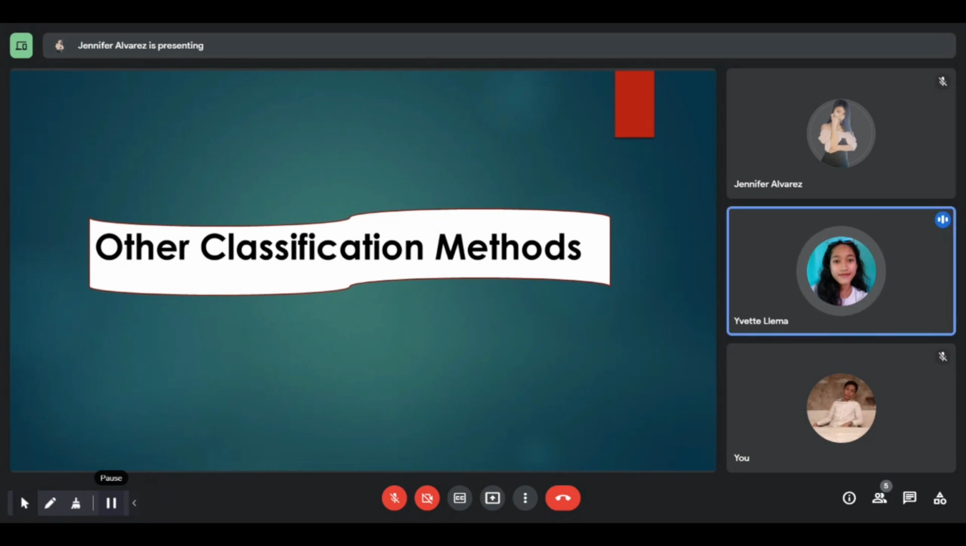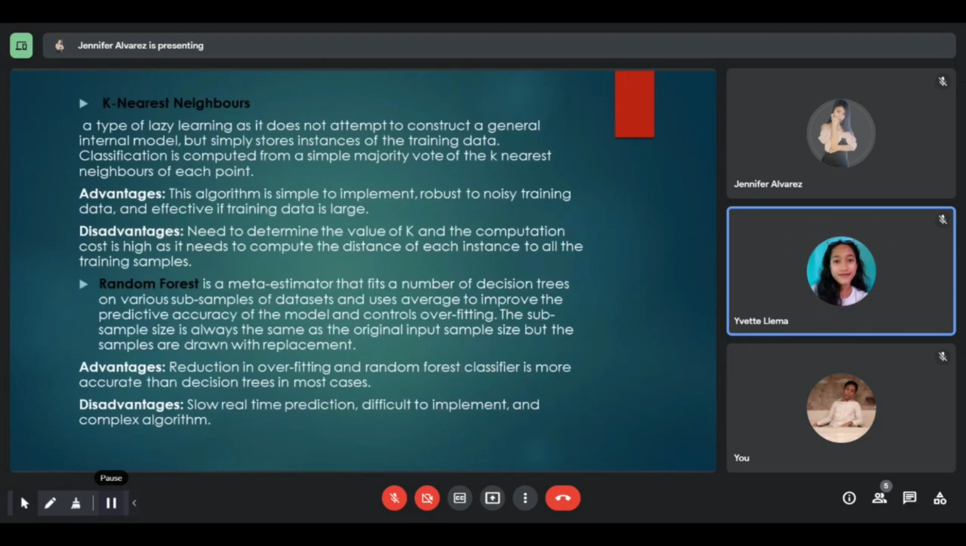Other classification methods: K-nearest neighbors and random forest. K-nearest neighbors is a type of lazy learning as it does not attempt to construct a general internal model, but simply stores instances of the training data. Classification is computed from a simple majority vote of the k-nearest neighbors of each point.